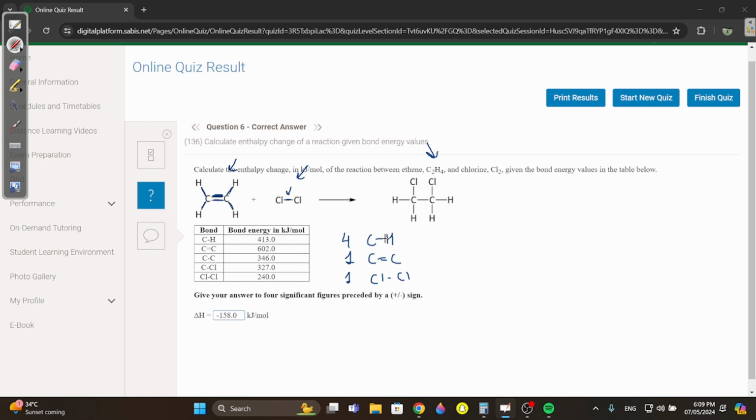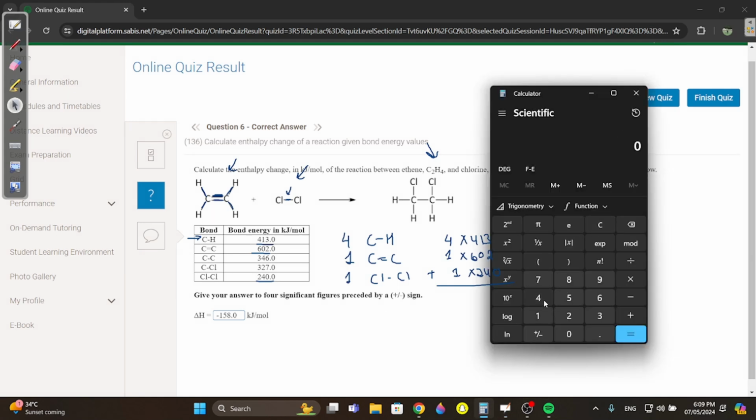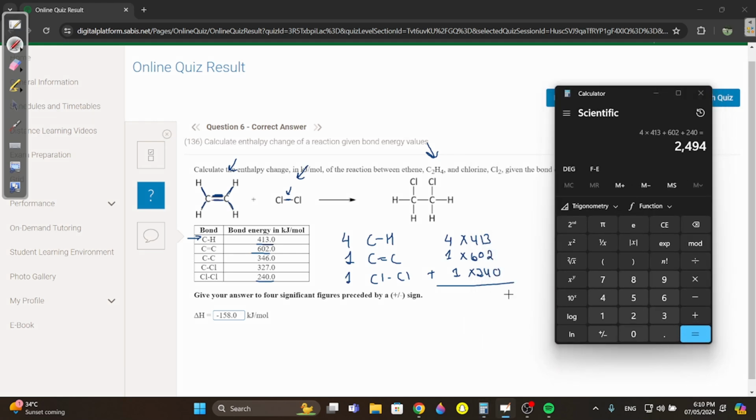Okay, so we have to now add these up. So 4 CH bonds, you just look at the table. CH is 413, so 4 times 413. And then 1 CC, again, just go to the table, it's 602, so 1 times 602. And then 1 Cl, you just go 1 times 240. And then you add these up. 4 times 413 plus 602 plus 240. Okay, 2494. Now we got the initial.